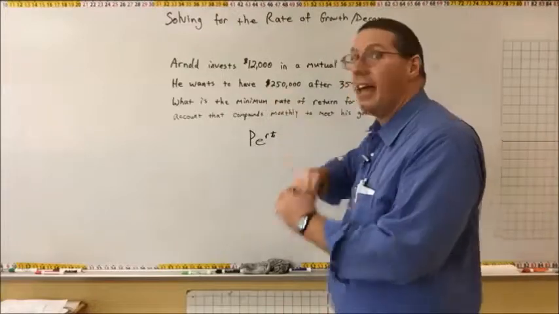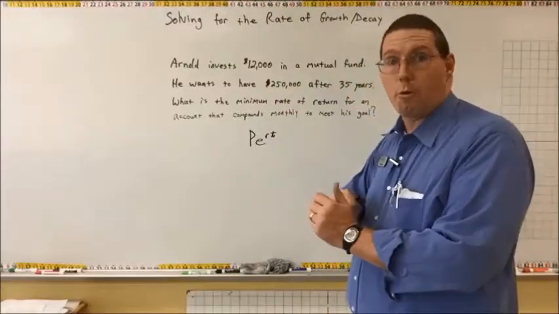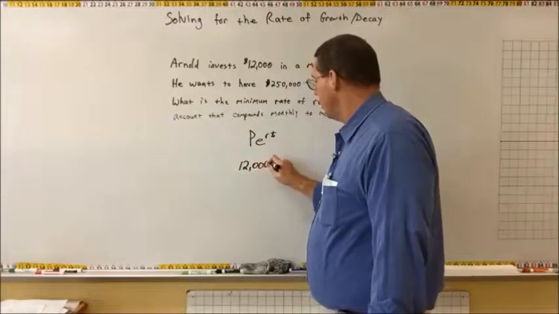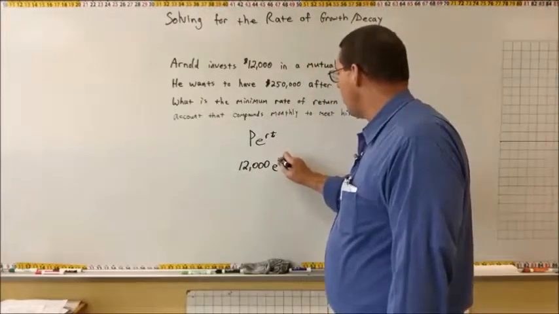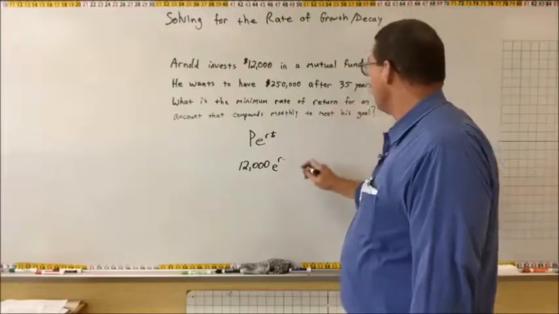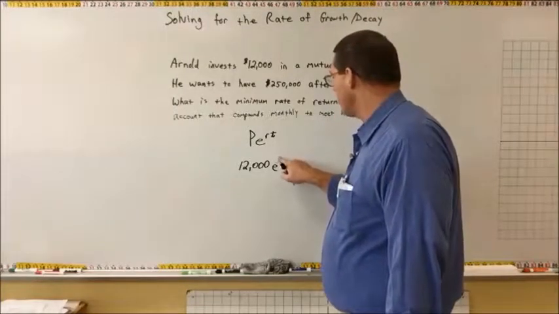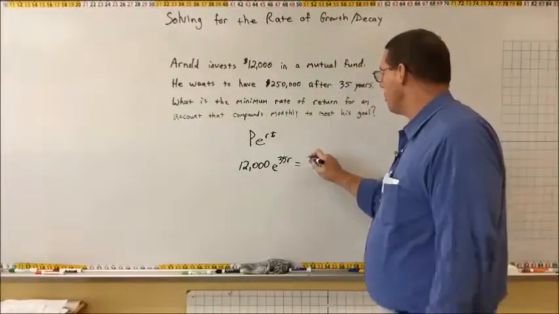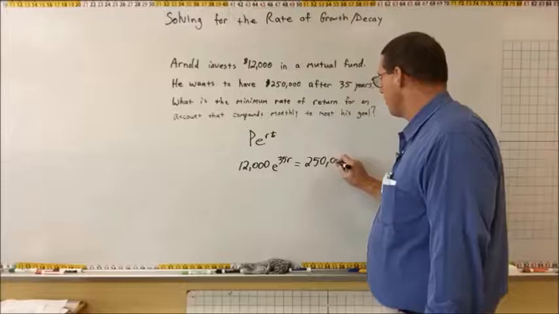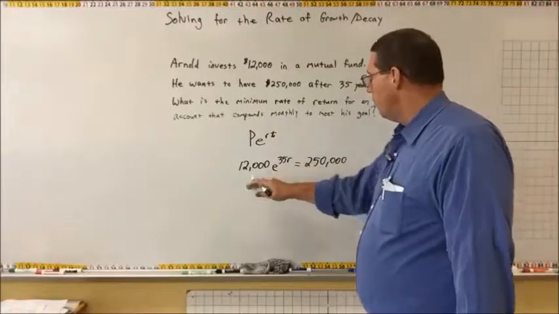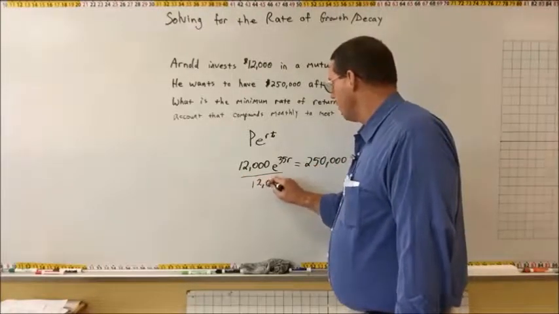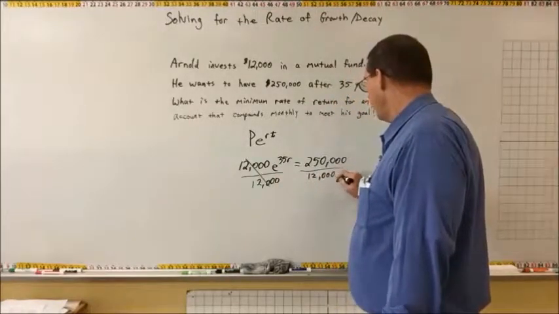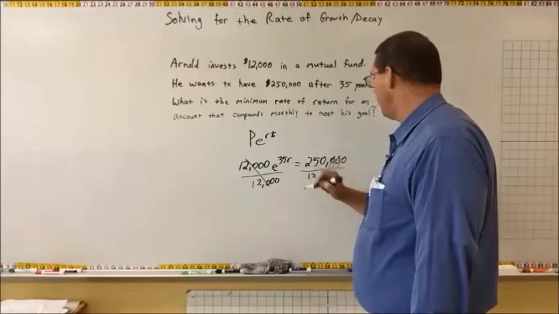We're going to pretend that this is a continuous growth model. So we're going to put 12,000 in as the starting value, times e to the power of r times 35 years. So instead of putting r times 35, we're going to put 35r, is equal to 250,000. So we want to first divide by 12,000. That's going to cancel some of the zeros. We're going to have 250 over 12.